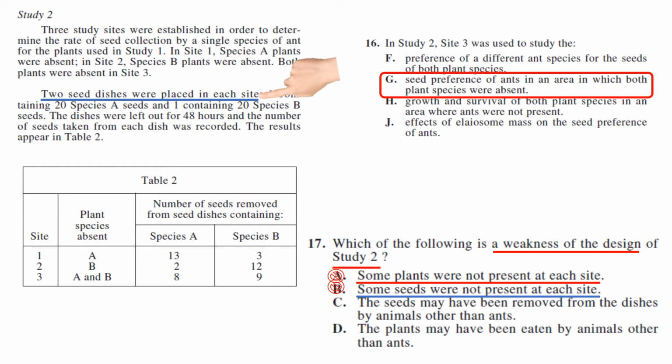So B is wrong. And choice C and D is asking about the seeds may have been removed by animals other than ants or eaten by animals other than ants. And we see in the table, they're talking about the removal of seeds. So the answer has to be C.